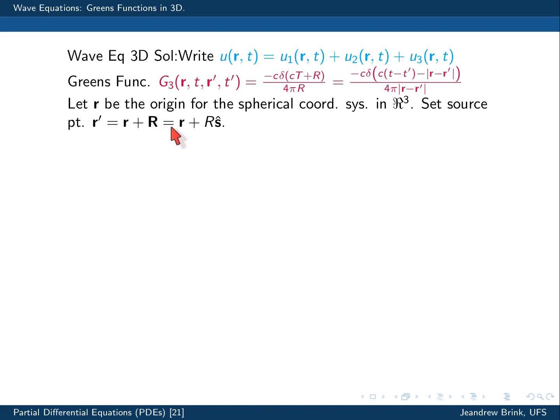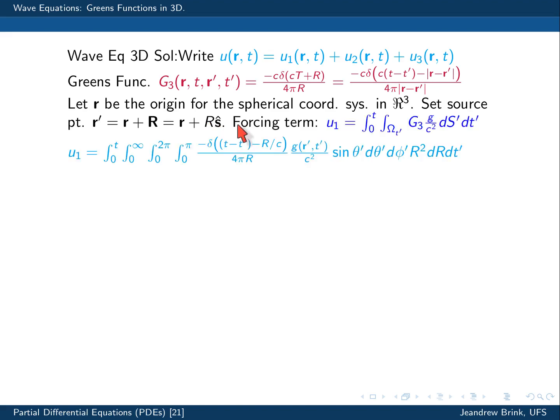Okay, and we can write r prime then as r plus the norm of r times s, which is now the unit vector in the r direction. Okay, and if we do that, our forcing term, we can basically evaluate it as the integral from 0 to t dt prime, the integral from 0 to infinity times r squared dr times the integral from 0 to 2 pi d phi times the integral from 0 to pi sine prime d phi prime.